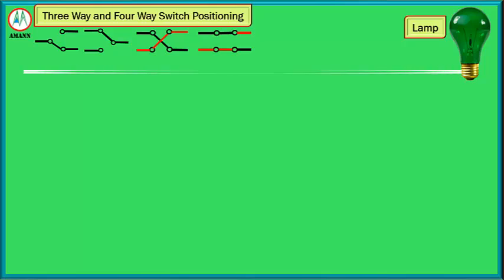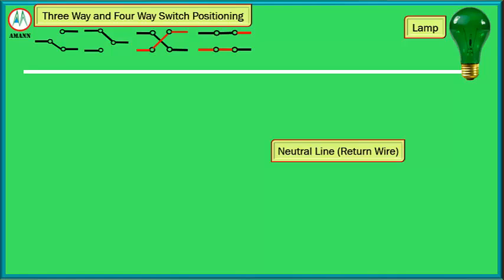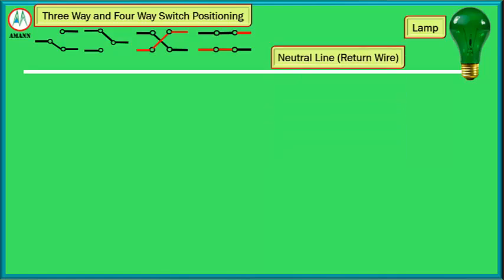A 4-way switch is a switch having 4 terminals and is used when you need to control light fixtures from 2 or more locations.